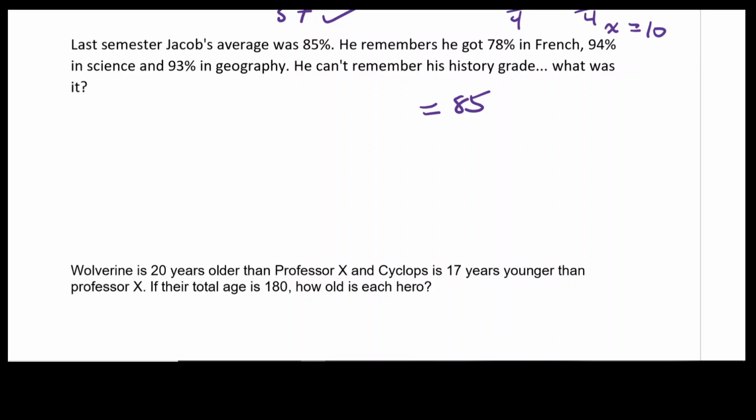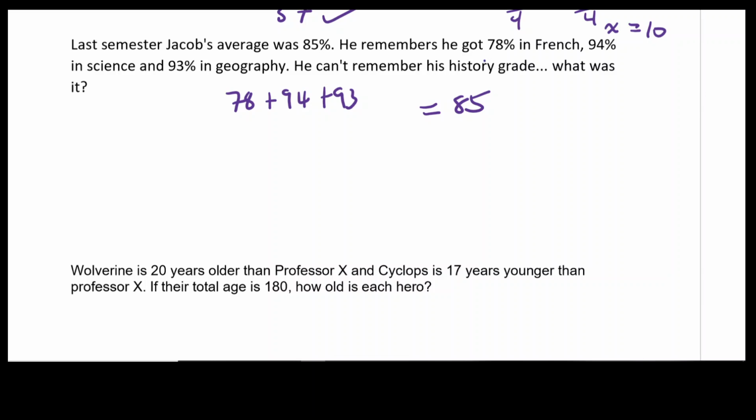How you calculate an average is you add up the grades and you divide by how many there are. So we're going to add up his grades. He got 78 in one course, 94, oh, I was going to make my French joke there. 78 en français, ha ha ha ha. 94 in science, there we go. 93 in geography. That seems like the kind of grades I would have got comparing my French to my science.